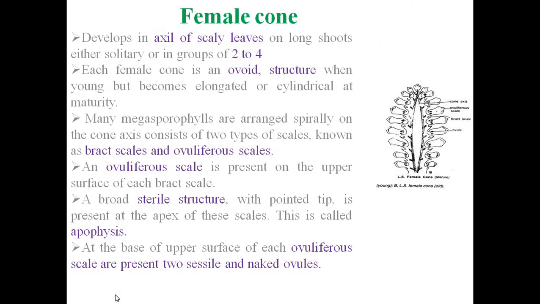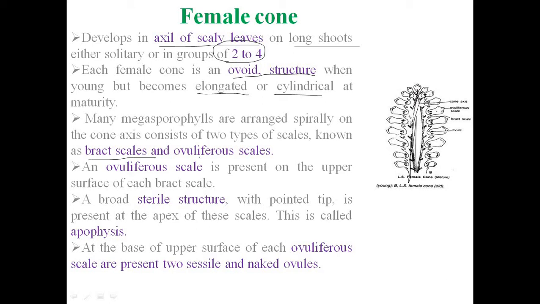Now let's go for the female cone. Like the male cone, it also develops in the axil of scaly leaves on the long shoot, and as compared to the male cone, female cones are fewer in number. Each cone is ovoid, and after maturity becomes cylindrical or elongated, and like the microsporophyll, each megasporophyll is arranged on a central cone axis.